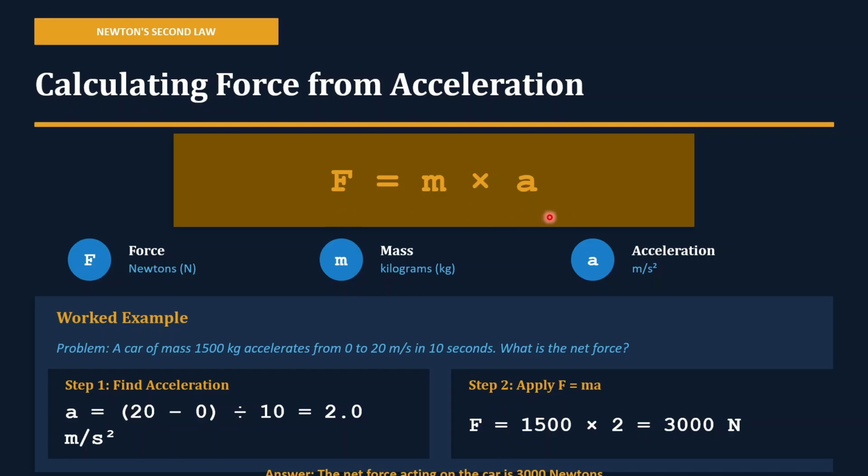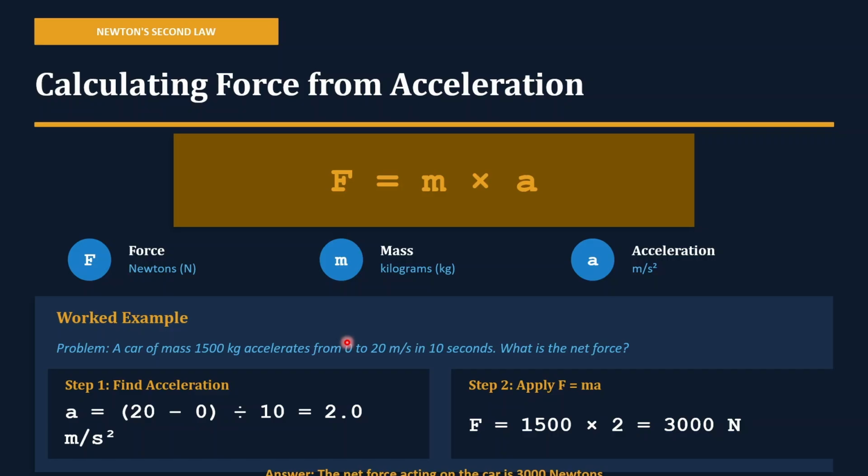It comes from Newton's second law, where the F is the force in newtons, the M is the mass in kilograms, and then the A is acceleration in meters per second squared, as we learned how to calculate just now. So we can be given a question. A car of mass 1,500 kilograms accelerates from 0 meters per second to 20 meters per second in 10 seconds. What is the net force?